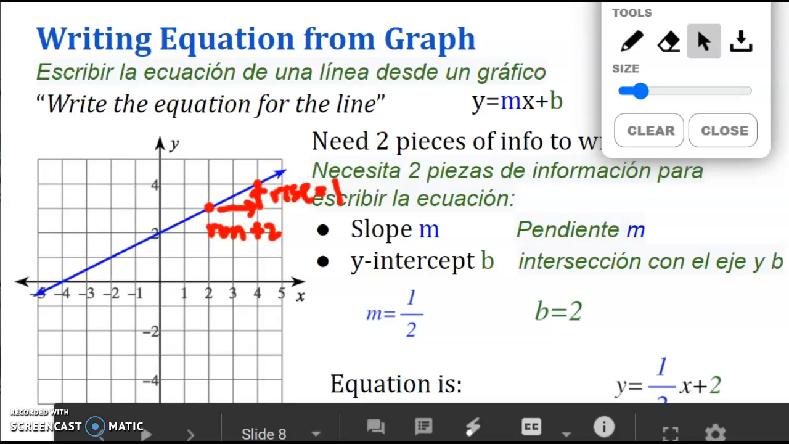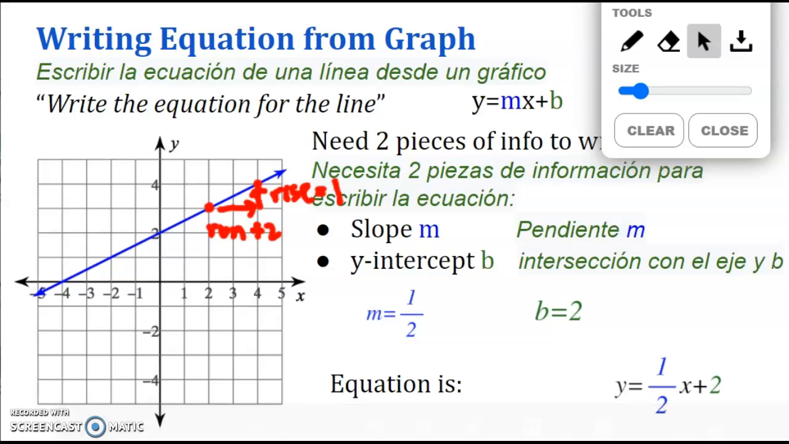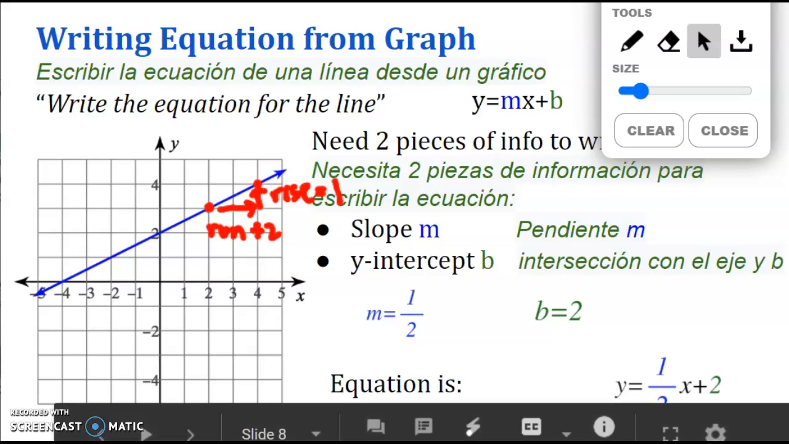Remember, the slope is the number that goes in front of the variable x, and the y-intercept is the 2. Okay, I am seeing a lot of students missing this x in their homework. If you're missing this x and you just write y is equal to half plus 2, you're just saying y is equal to half plus 2. What's half plus 2? That's 2.5. So this x is very, very important, so do not lose it.